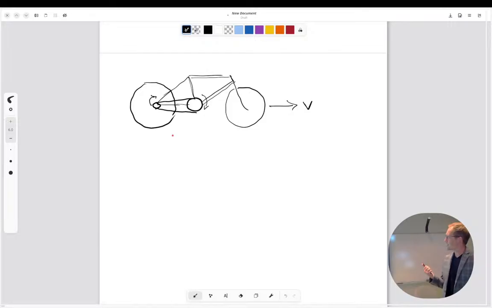Let's say we have a bike, it's moving at a constant speed. How fast are you pedaling? Do we need force balance for this? Do we need to figure out how hard we're pushing on the pedals, how much torque there is? Maybe? Why is that?